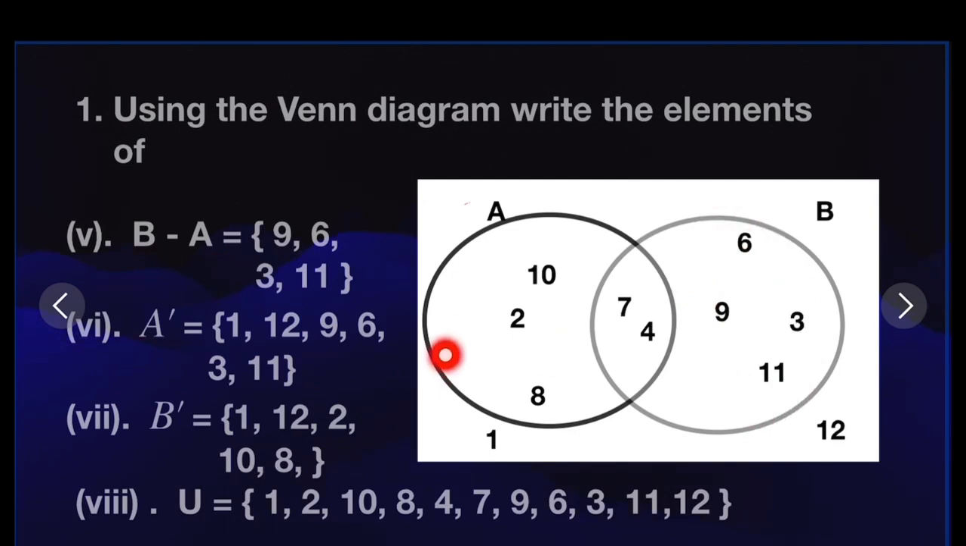A dash, all the elements outside the circle A. What are the elements? 1, 12, 9, 11, 3, 6. B dash, all the elements outside the circle B. So 10, 2, 8, 1, 12. Universal set, all the elements within this rectangle. You can write the elements in any order. It does not matter, but do not repeat any element and do not leave out any element.